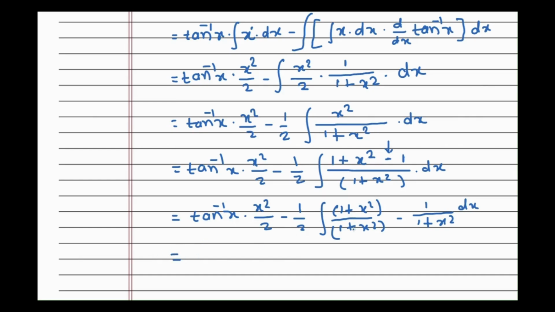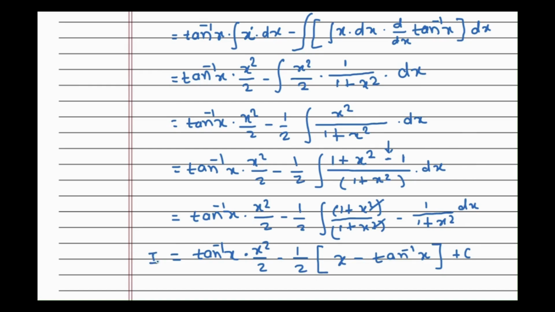So this first term becomes 1. So it is tan inverse x into x square by 2, minus 1 by 2 into square bracket, because there are two terms and this 1 by 2 belongs to both of them. So this gets cancelled. There remains 1 and the integral of 1 is x, minus the integral of 1 upon 1 plus x square, which is tan inverse x. It will be tan inverse x plus... so you can keep this as the final answer, or you can multiply by 1 by 2 both of them.